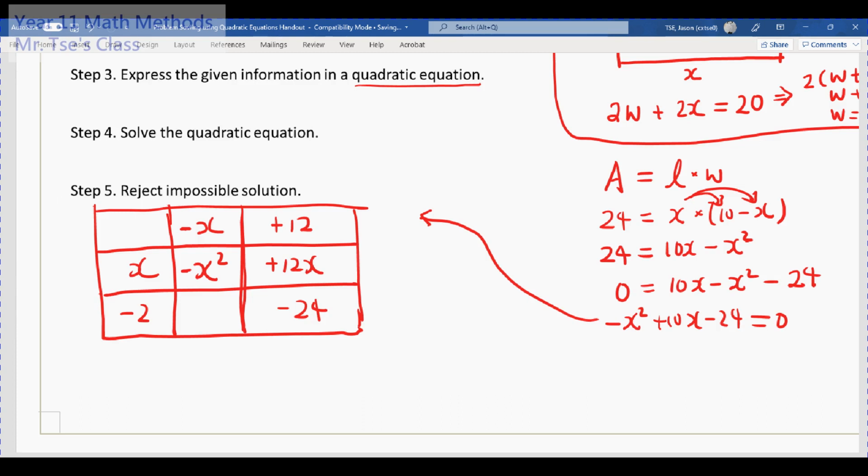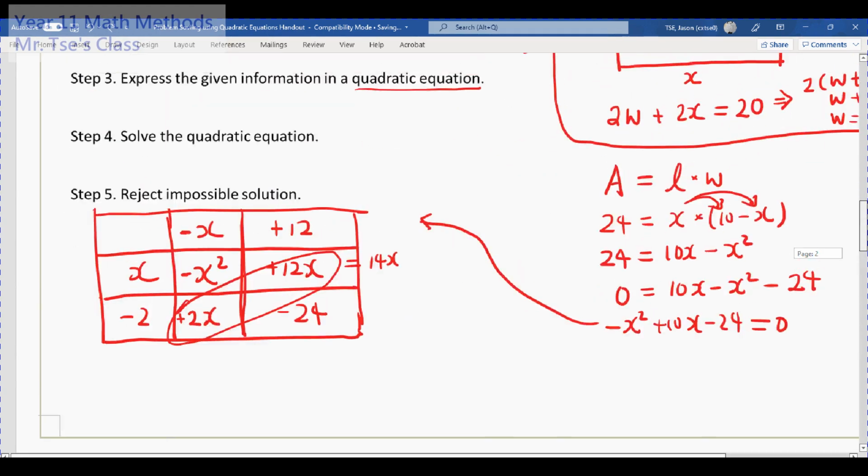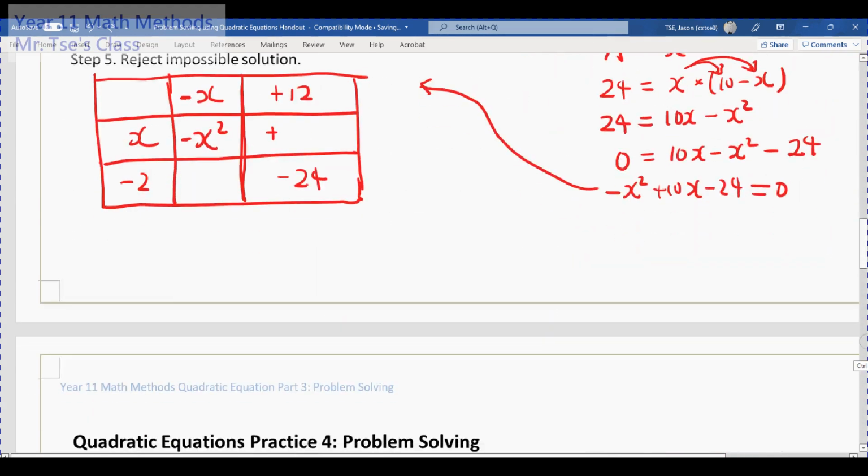Oh, it doesn't work, does it? Okay, so I think that doesn't work. When you add them together, you see they equal 14x, which is not the middle term, so it doesn't work. So sorry, I think I made a mistake right here. So sometimes it could be tricky, even for me.